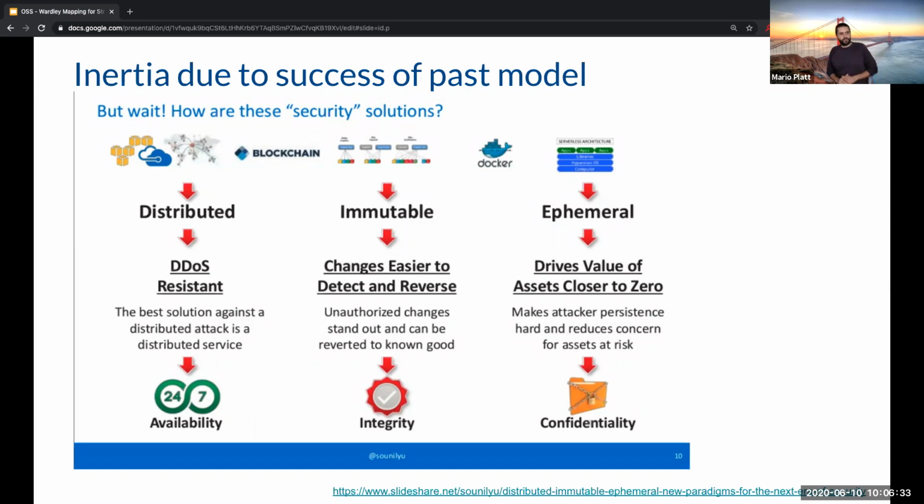So with regards to inertia due to success of past model, we're still too hung up on CIA, right? So the typical confidentiality, integrity, and availability. I'm not arguing that we should dismiss them. We shouldn't. But I am arguing that as design principles, we should be adopting ones that are more suited to be absorbed and consumed by the current design patterns that are becoming the best practices. Right? Those patterns are providing unprecedented levels of resilience when compared to our old on-prem models, from which we came up with CIA to begin with.